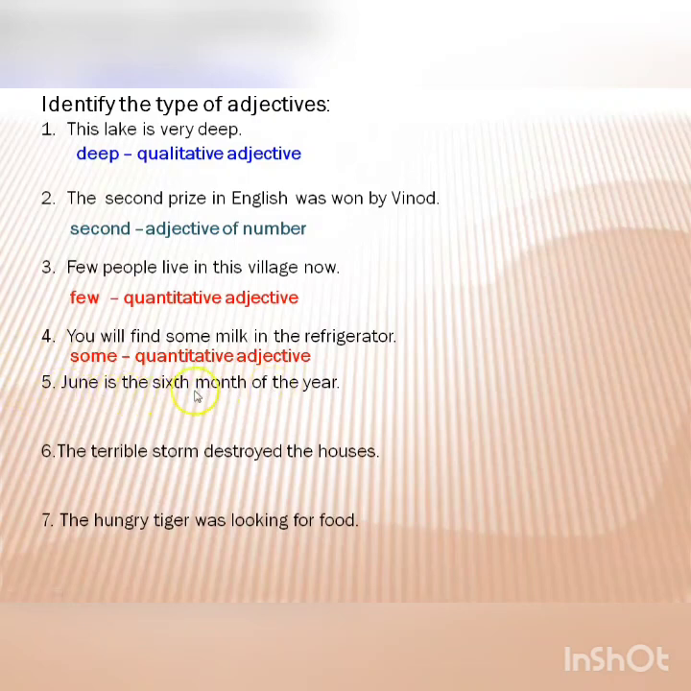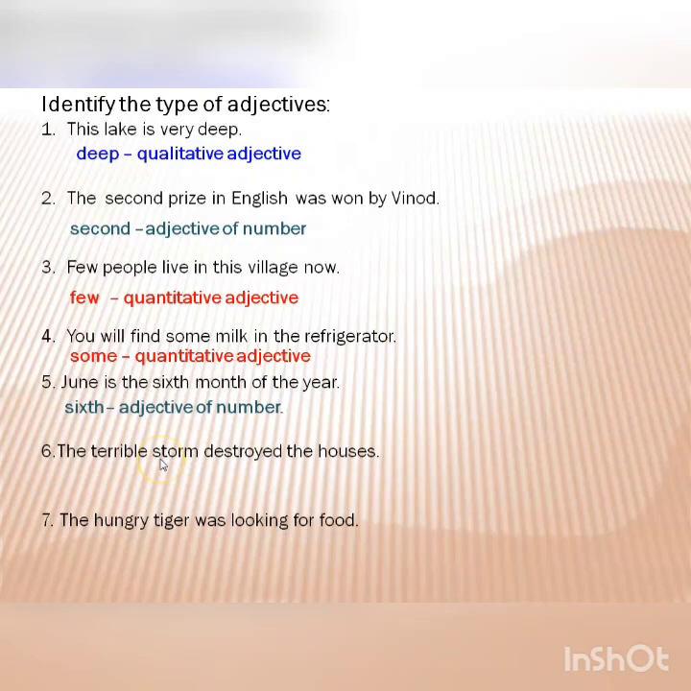June is the 6th month of the year. So, this is 6th. 6th is an ordinal. Very good. So, ordinal means adjective of number. Keep it up, children. Now, let's go to the next one. Terrible storm. What kind of storm?